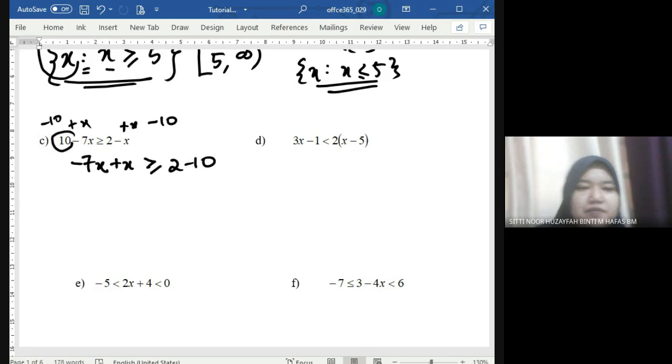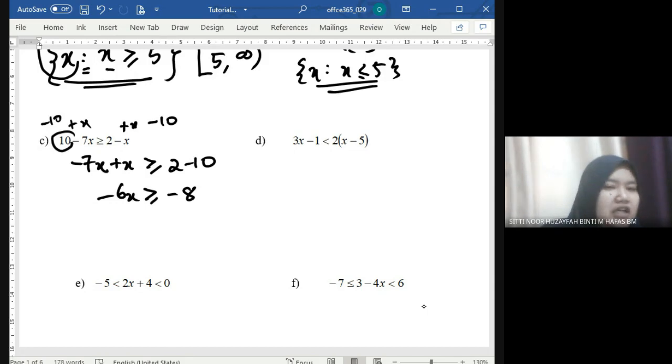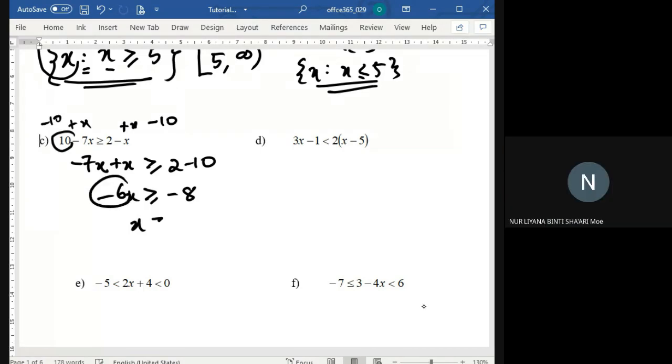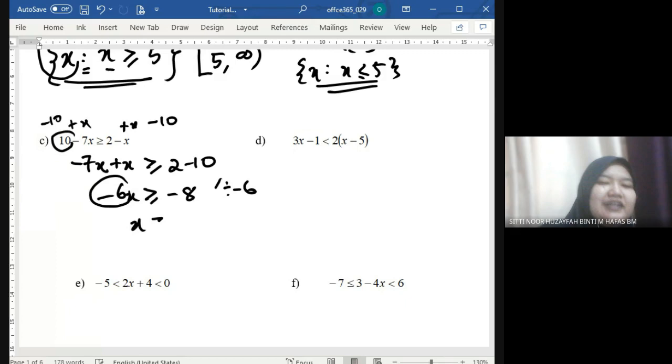So 2 minus 10 on the right side will be negative 8. On the left side, negative 7x plus x will be negative 6x. Right? So x will be left as more than or what? We have to divide, because we divide by negative 6, so it will be less than or equal to negative 8 over negative 6, which is 4 over 3.